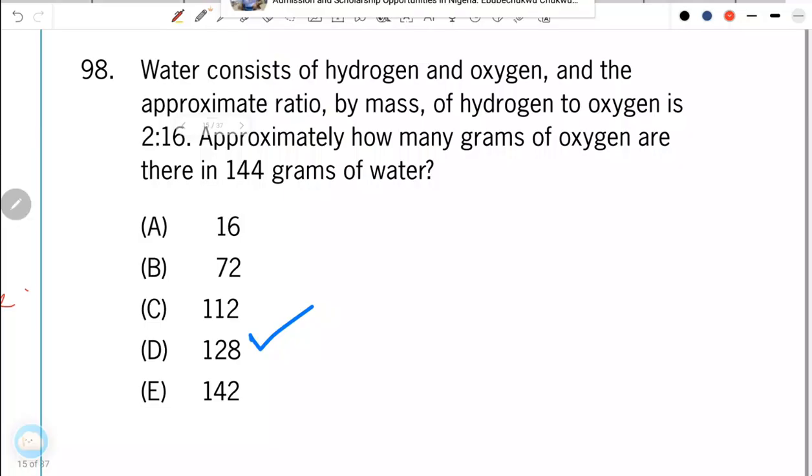Just use the primary school method. Leave the secondary school and master level way of solving this. The primary school method for solving this is oxygen over the total times 144. So this question is actually very easy. Use this primary school method.